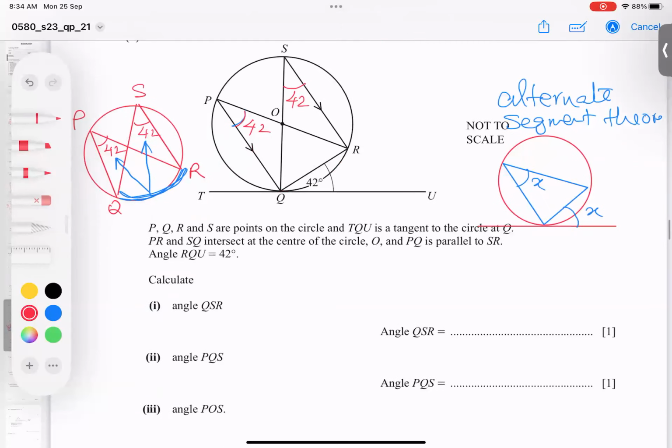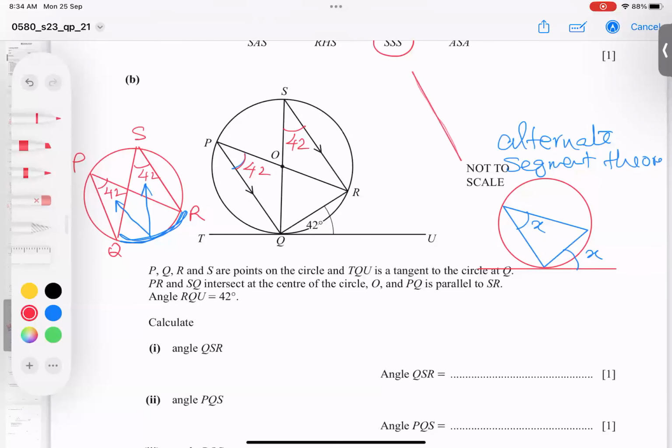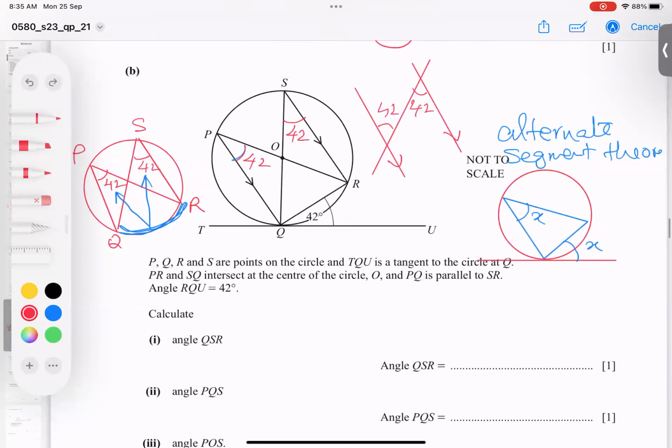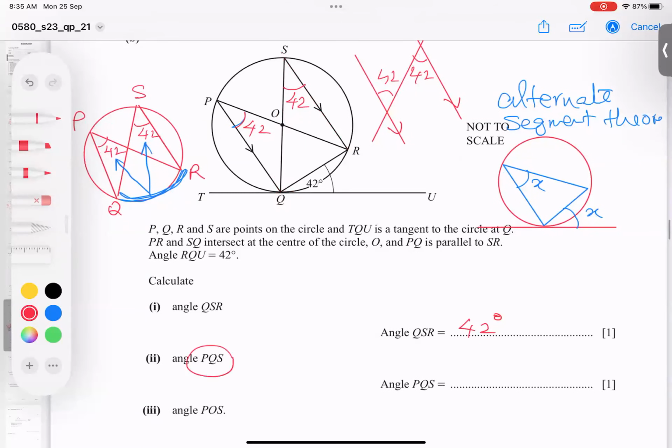And what question is he asking? One more property is applicable here. When two lines are parallel to each other, like these arrows, we can have many properties. For example, if this is 42, then this is also 42. This is called alternate angles. So let's think about QSR. Which angle is he asking for? QSR is this. So it is 42, no need to work it out because it is only 1 mark. So directly answer.